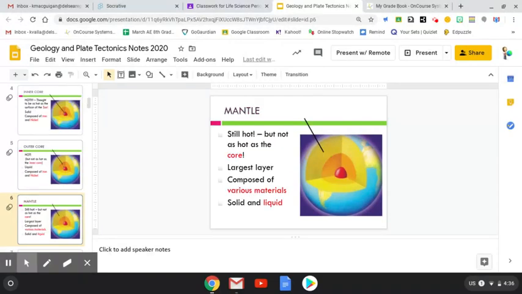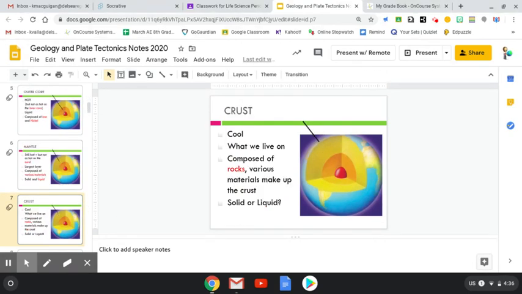Then you have the next part, which is your mantle. The mantle is where the magic happens. The mantle is still hot, but not as hot as the core. It is the largest layer of Earth, and it's composed of a wide variety of materials. It's both solid and liquid, right under Earth's crust, which is our last component. The crust is cool. It's what we live on. It's composed of rocks and various materials that make up the crust.